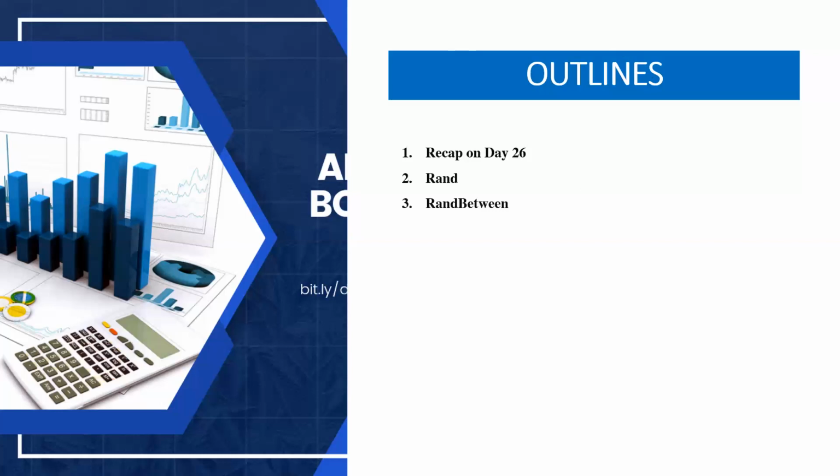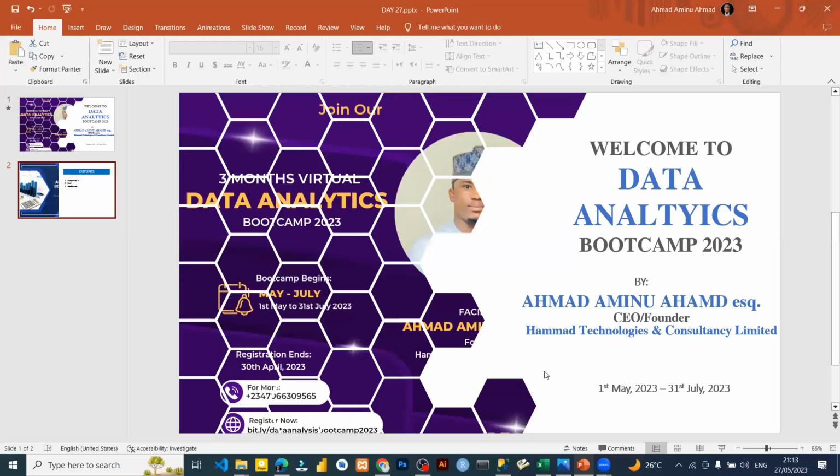But now what we are going to use RANDBETWEEN for is to generate our own data. Sometimes if you want to use data, you can create your own data by yourself, and that data will be so accurate, like real data. All you need is to use the formula, create your own data and start working with it. So let's see how we can use these two functions today, RAND and RANDBETWEEN.